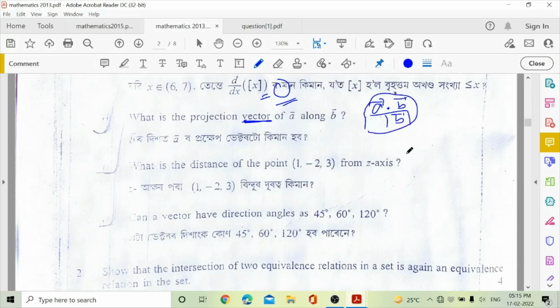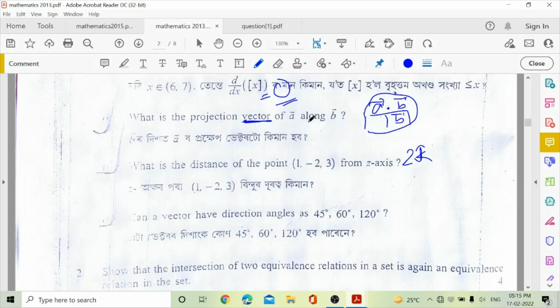To be a vector, either i cap, j cap, or k cap should be there. That means you have to multiply it by a unit vector. The unit vector will imply its direction. So i cap means it is along the x-axis, j cap means it is along the y-axis, and k cap means it is along the z-axis.